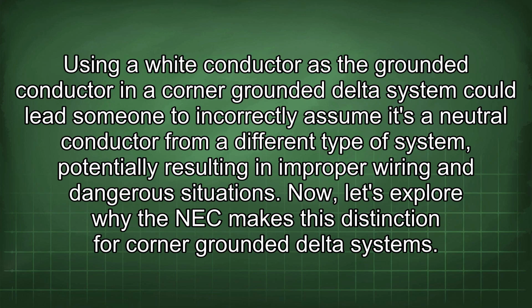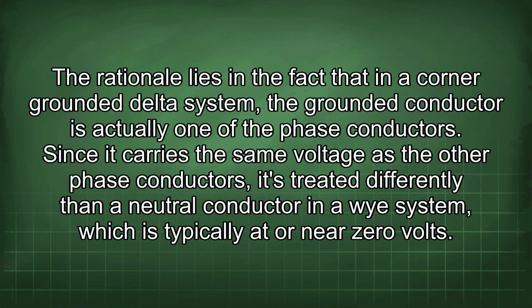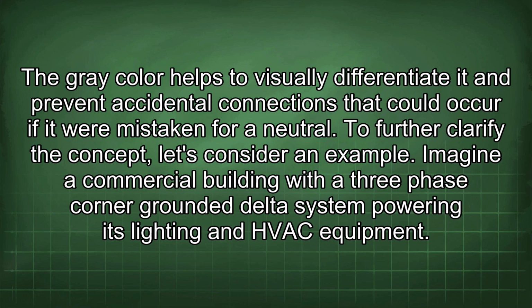Now, let's explore why the NEC makes this distinction for corner grounded delta systems. The rationale lies in the fact that in a corner grounded delta system, the grounded conductor is actually one of the phase conductors. Since it carries the same voltage as the other phase conductors, it's treated differently than a neutral conductor in a Y system, which is typically at or near 0 volts. The gray color helps to visually differentiate it and prevent accidental connections that could occur if it were mistaken for a neutral.